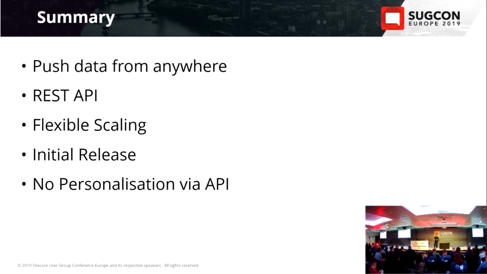So the system itself, the Universal Tracker itself, it's super flexible. You can push data from anything that can push into a REST endpoint, whether that's mobile devices, JavaScript, IoT devices, or whatever. Bear in mind, it is an initial release, and it is just collection at the moment. There is no personalization by the API. And because it is an initial release, some of the things like the reporting still need to be worked on at a future date.